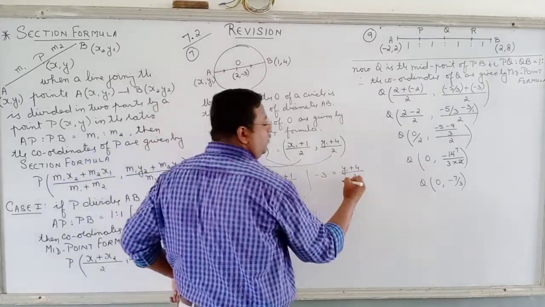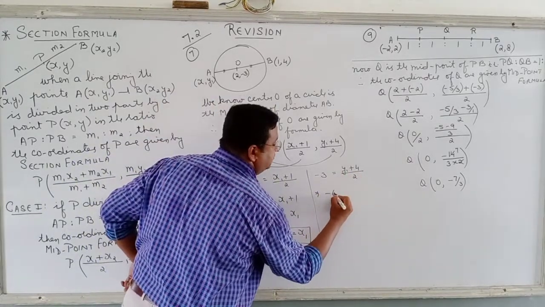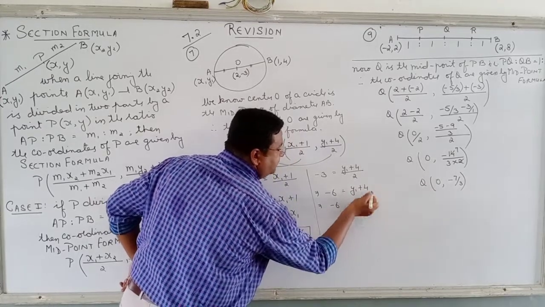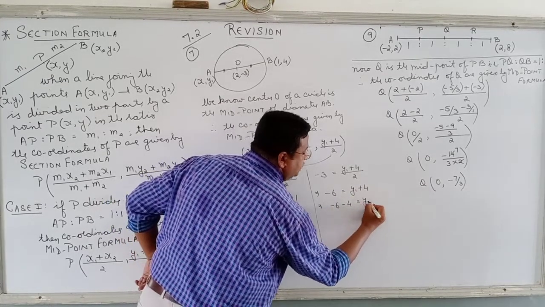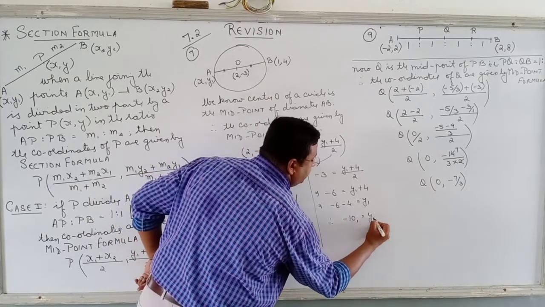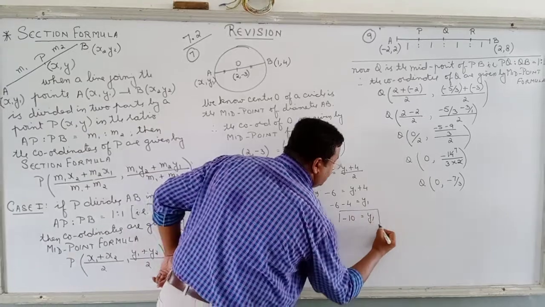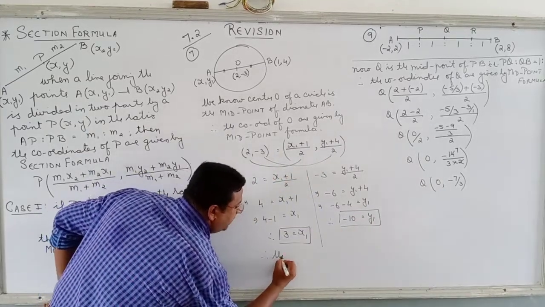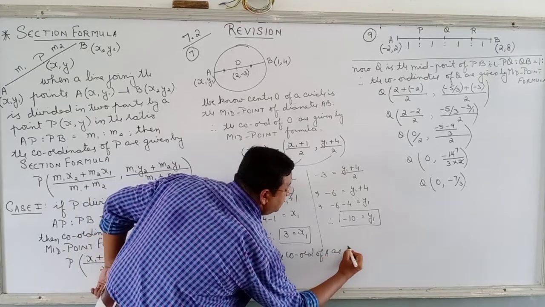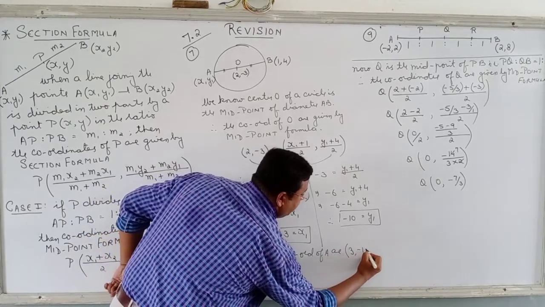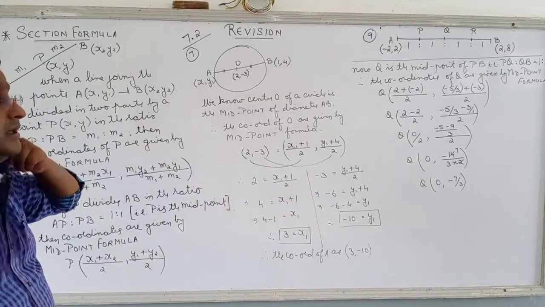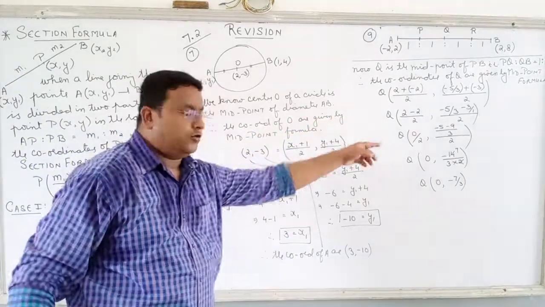Right? When we come over here, 3 2s are 6. Minus 6 is equal to y1 plus 4. So minus 6, plus 4 comes over, minus 4 is equal to y1. So therefore, minus 10 is equal to y1. Therefore, the coordinates of A are (3, minus 10). Clear? That was application of the midpoint formula.